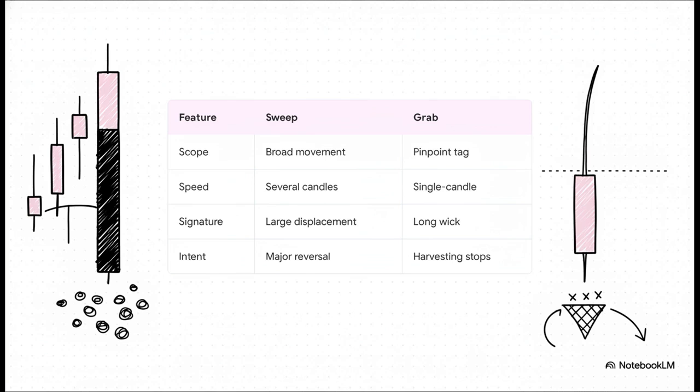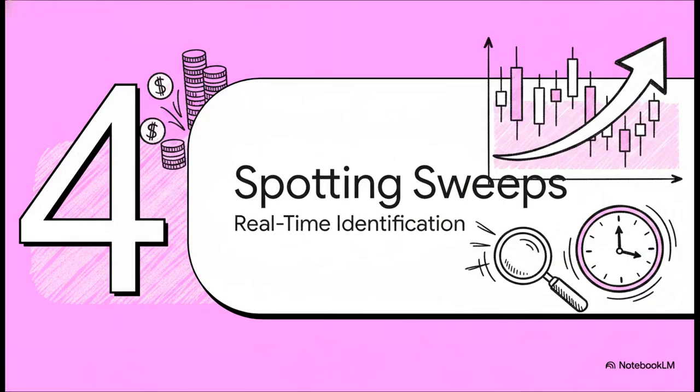But a liquidity sweep? That is a broad, aggressive movement. It spans several candles, clears out multiple levels, and leaves a massive displacement candle and a fair value gap right in its wake. The intent of a sweep is to absorb a truly massive pool of liquidity to fuel a major market reversal.